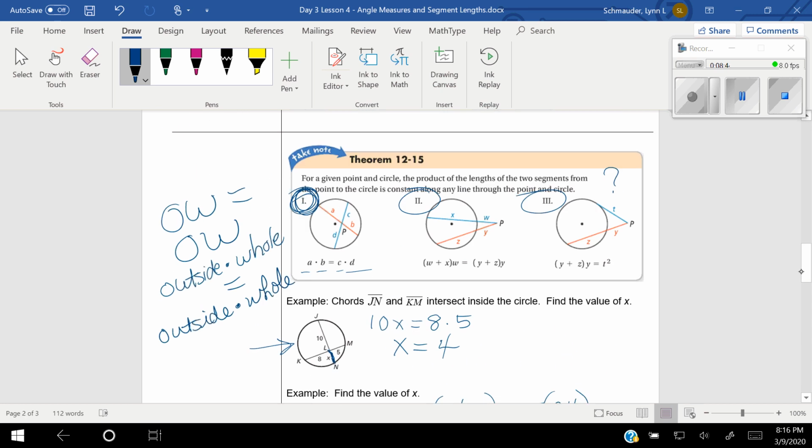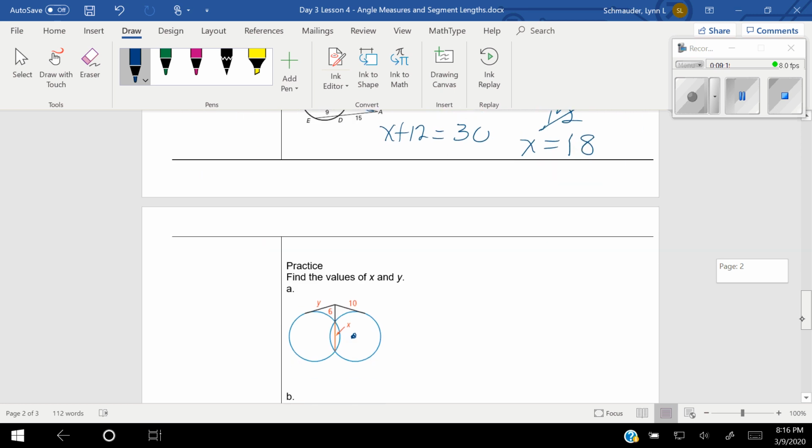You may be looking at case 3 here. Let's look at case 3. You see here, we don't have any outside separate from the whole; the outside is the whole thing. This tangent here is the whole thing. So when we say outside times the whole, that's actually T times T. The outside is the whole. That's where the T squared comes from. And the outside down here is Y, and the whole thing is Y plus Z. So when we have a tangent, it's the outside and the whole, so we got to remember that.